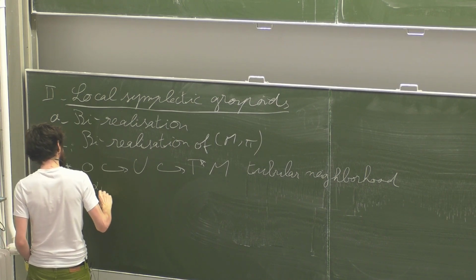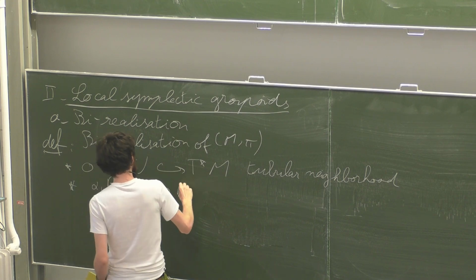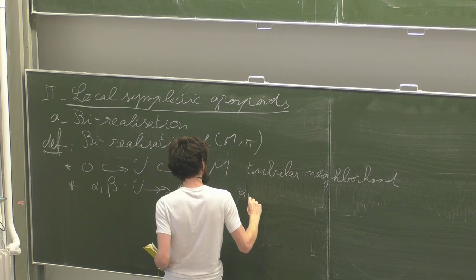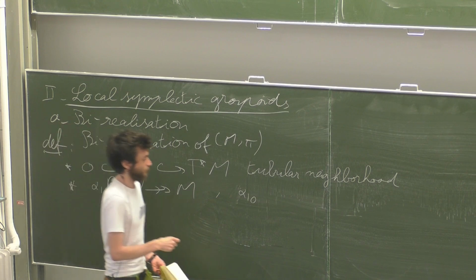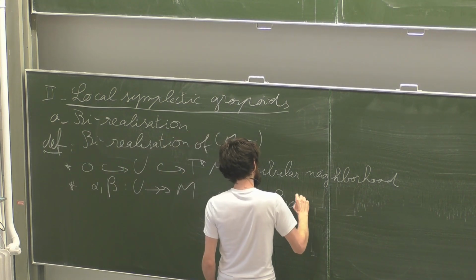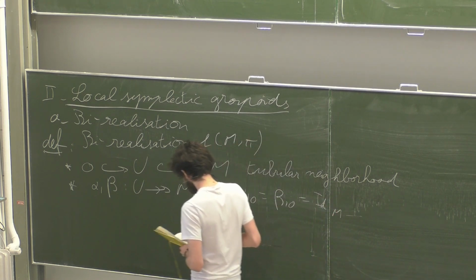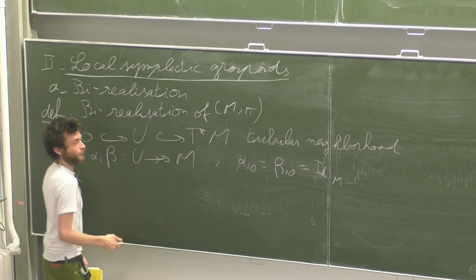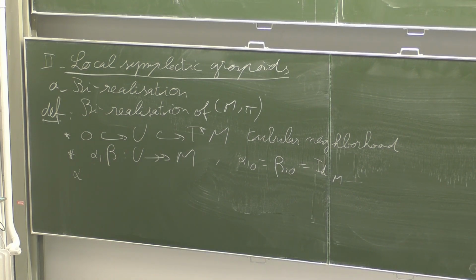And then two submersions from U to M, such that the restriction of alpha and beta to the zero section are the identity on M. And you ask alpha and beta to be Poisson and anti-Poisson. So you have a notion of Poisson morphisms that is actually the same as the Lie algebra morphism. It's just about commuting with the bracket.